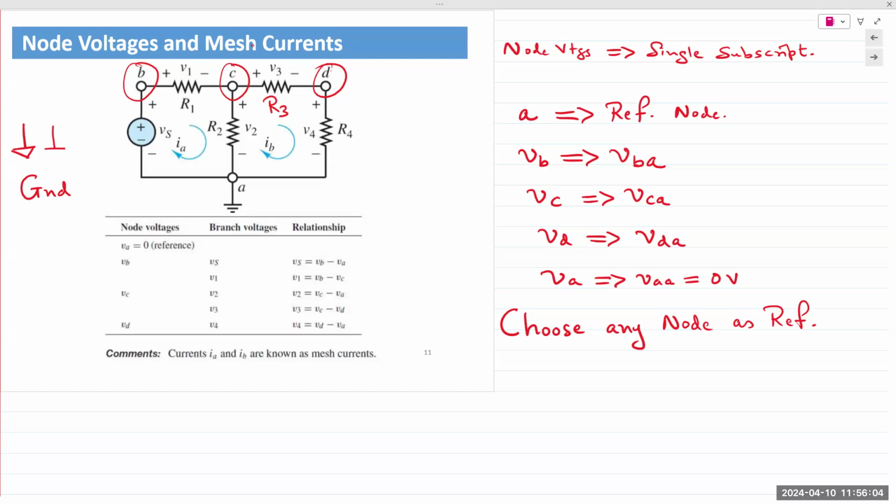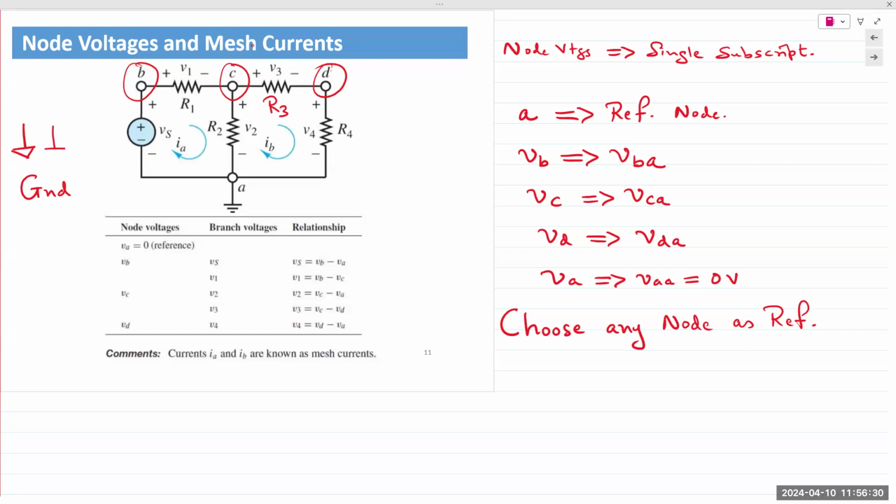For the purposes of analysis, it does not matter which node you choose as your reference. You have 4 nodes in the circuit, A, B, C, D. You can choose any node you want as your reference node. There are 40 of you in a class. 10 of you could choose A, 10 of you could choose B, 10 of you could choose C, and 10 of you could choose D. You can choose any node as your reference point.